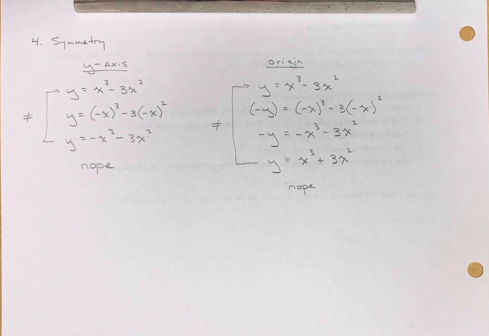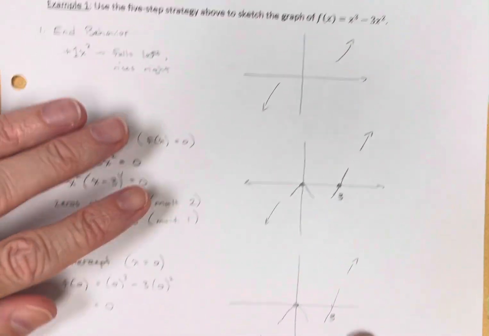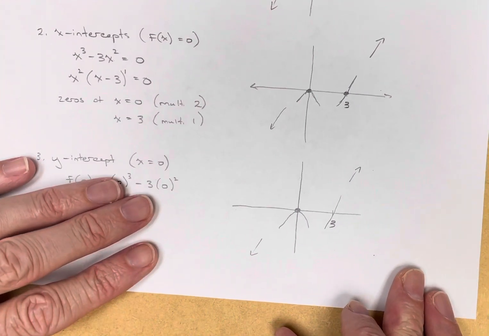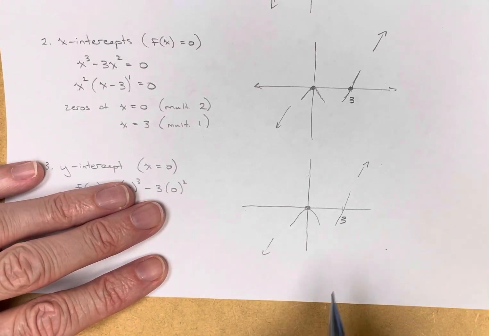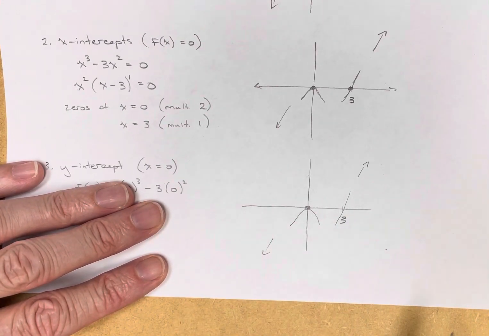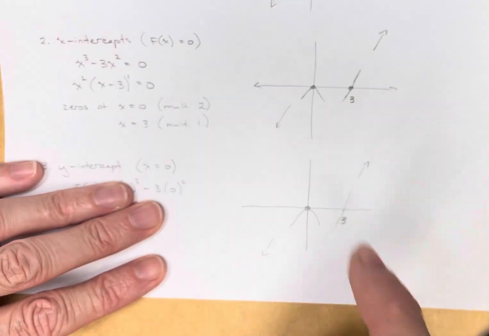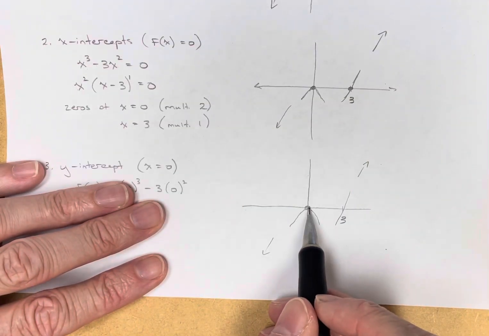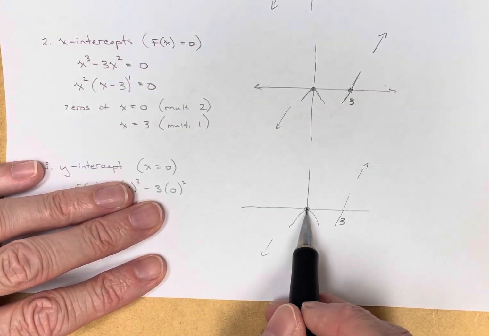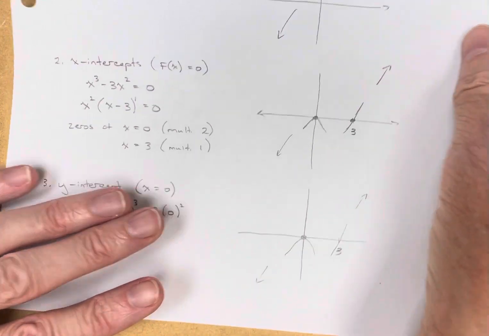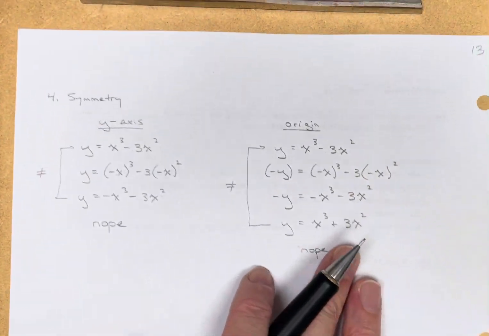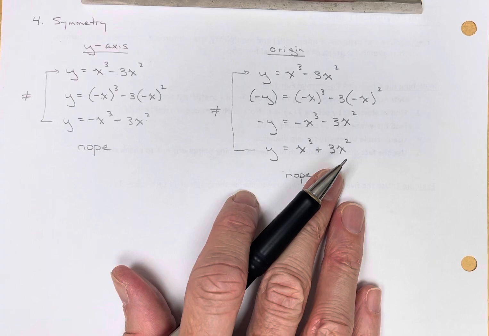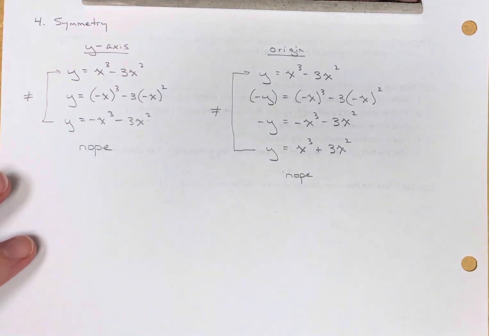Well, if we go back to what we had, I'm not going to resketch it, but it's pretty clear looking at what we had here that we didn't have any symmetry going on. I don't see any y-axis symmetry, and I don't see any origin symmetry spinning it around. I think I misspoke earlier and said x-axis symmetry accidentally. I meant to say origin symmetry.